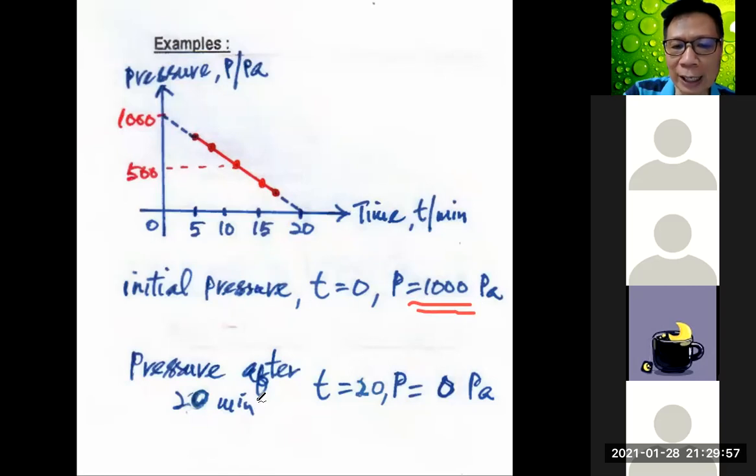The second question asks you to find the pressure after 20 minutes. You don't know the pressure at 20 minutes, so you need to extend. Extend, and only then you see the pressure is 0. That is the purpose of extrapolating. Certain values you have to extend to find. If you don't extend, you cannot find them.